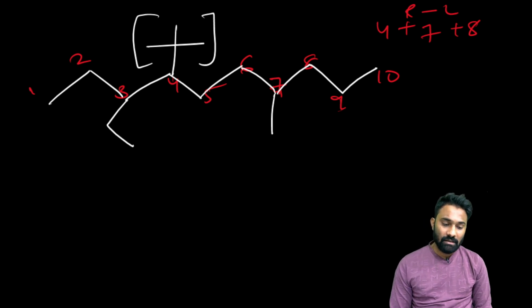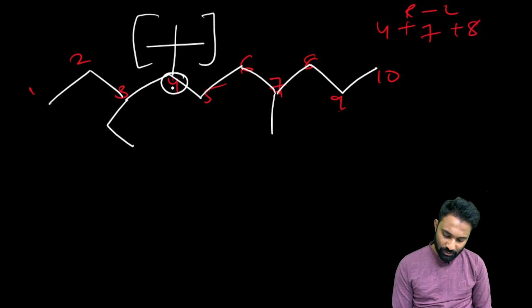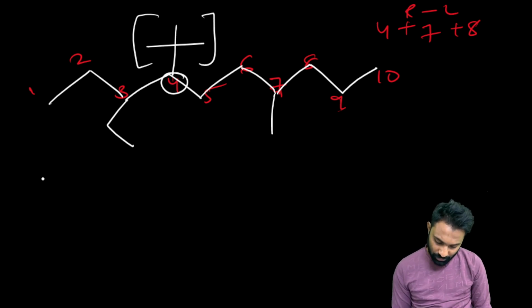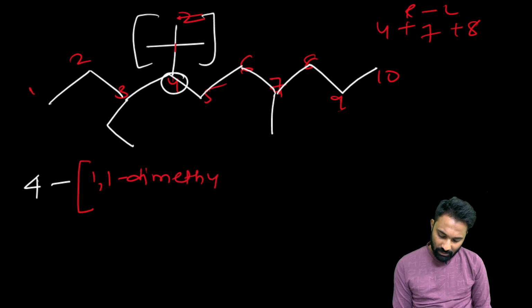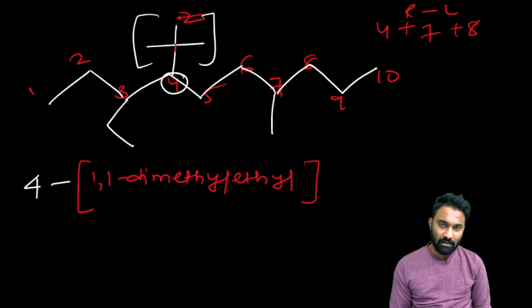Then how to write the naming for this one? Now see, the complex substituent is at which position? The 4th position. So 4. Now which is the complex substituent? Give the numbering: here 1 and here it is 2. Then represent it in square brackets, right? And here it is 1,1. 2 methyl groups are there. 1,1-dimethyl. What is that? 1,1-dimethylethyl.